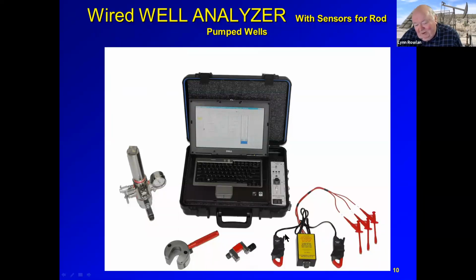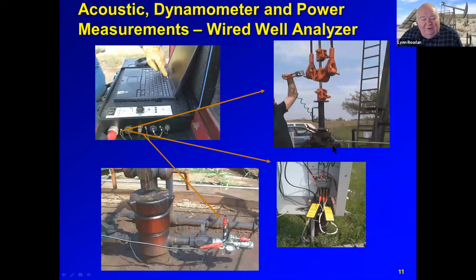This is a power probe, and it measures the current and the kW. And these are the three voltage connectors and the amp sensors, and that outputs the current that's measured while you're pumping. So here we have the well analyzer on the back of a pickup, and we have the cables going off to these different sensors.